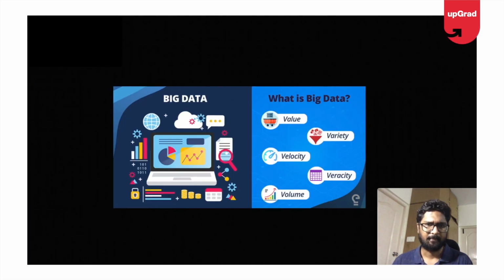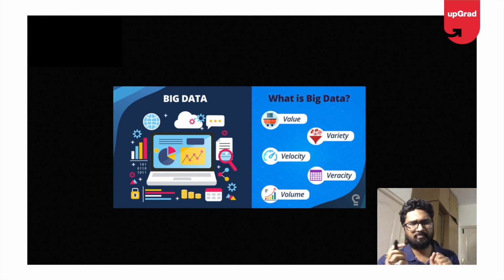And this laid the foundation for the next big thing, which is known as big data. So now let's talk about what big data is. As the name suggests, the big. Now this big is a very subjective definition. Something which is big for you may not be big for me, right? And something which was big 5 years back may not be big now.